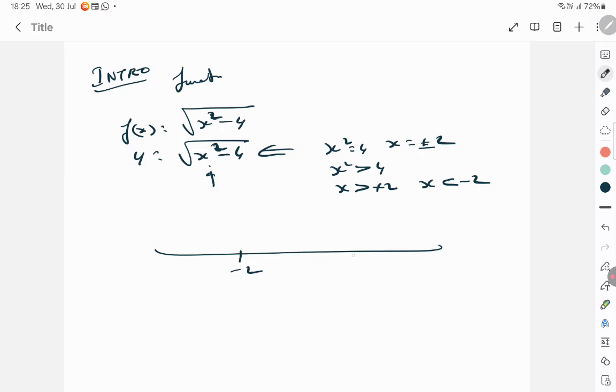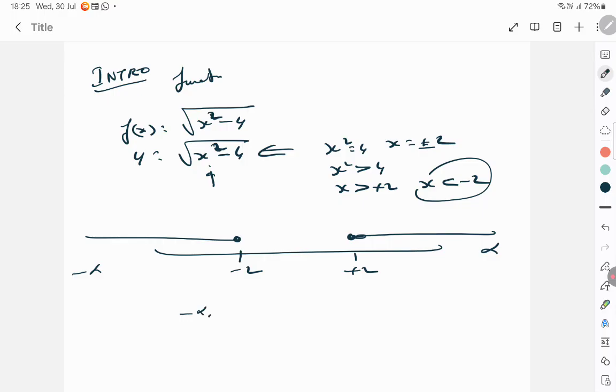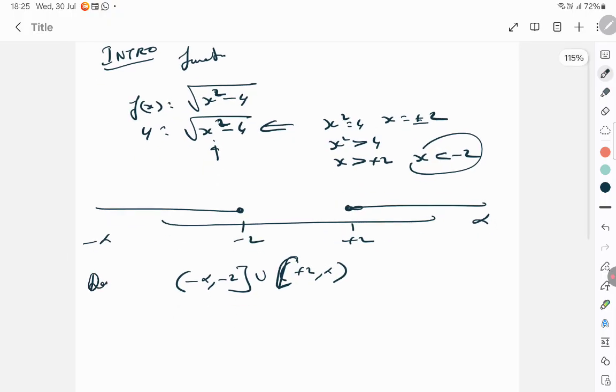So then write a minus 2 and a plus 2 in the number line. X has to be lesser than minus 2 and equal to minus 2, and x can be greater than plus 2. So till infinity and a minus infinity. So answer is minus infinity to minus 2 union plus 2 till infinity, where plus 2 is also inclusive till infinity. This is the domain, or x is an element of.